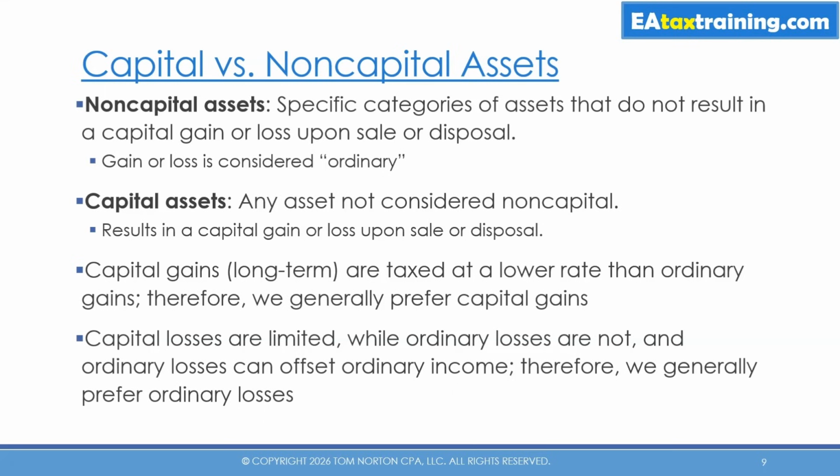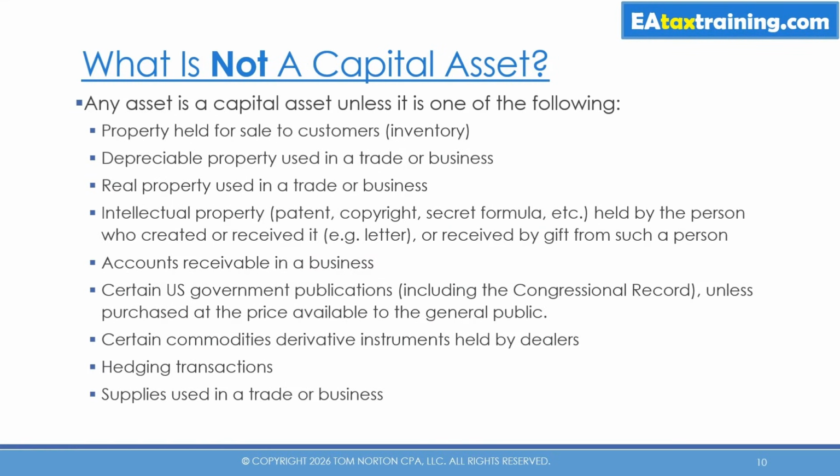So this is an important concept as we go through this video because we're talking about capital gains or non-capital gains. Why do we care? We care because we generally prefer capital gains and ordinary losses. So what is this list of non-capital assets? Well, here it is on your screen. First of all, property that is held for sale to customers, otherwise known as inventory. That is not a capital asset. You sell inventory in your business, it is an ordinary gain.